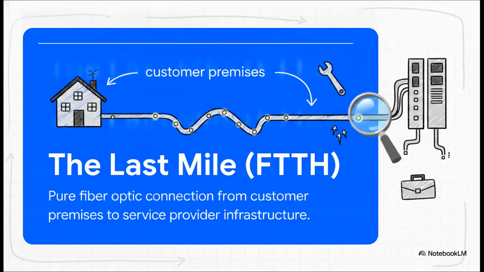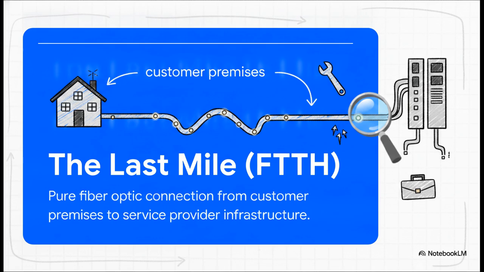So what exactly is the last mile? When we talk about FTTH, or fiber to the home, we're talking about the purely fiber optic connection running directly from the customer's premises straight to the service provider's street infrastructure. This physical boundary is absolutely crucial. It's the essential bridge between the wider network and, well, the user's living room.